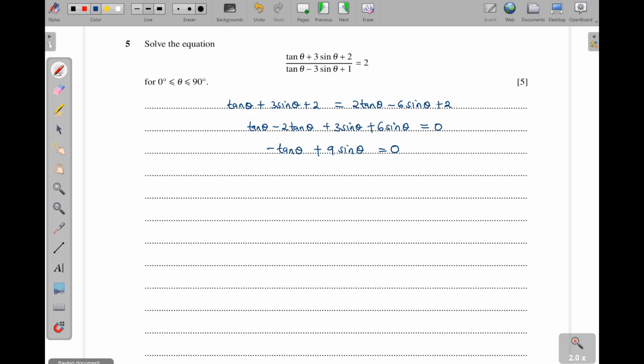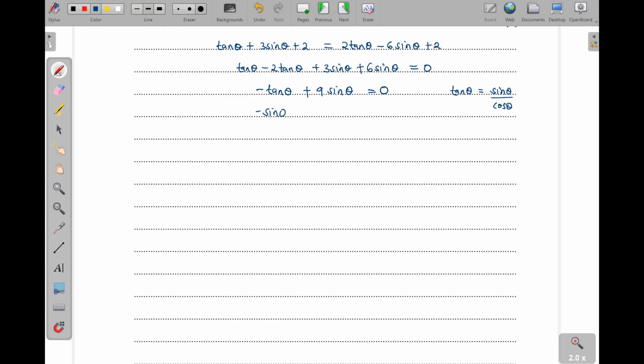Now I can express this one maybe in terms of sine and cos. We know that tan of theta is equal to the sine of theta over the cosine of theta. So here we shall have negative sine of theta over the cosine of theta, plus 9 sine of theta, which is equal to 0. Now I can factorize out the sine of theta. It is common, so here we'll have negative 1 over the cosine of theta, and then plus 9 here, which is equal to 0. Now these two factors, I will equate them to 0.